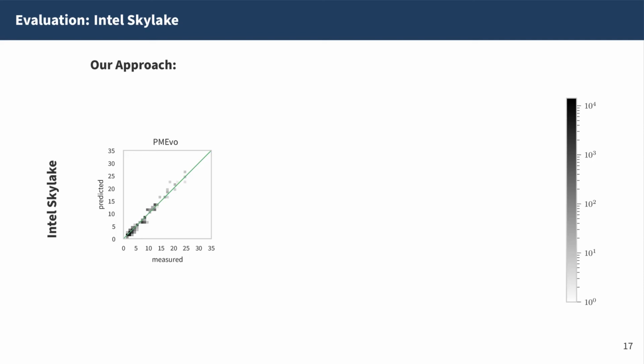Each experiment is put into a bucket that is further to the right, the higher the measured throughput, and further towards the top, the higher the prediction. The darker a bucket, the more experiments are in it. Experiments close to the diagonal line are good, since they indicate that measured and predicted throughput match. For this heat map, we can see that PMEvo's port mapping gives predictions with high accuracy.